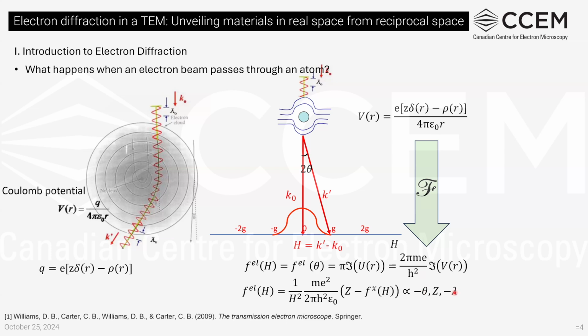And if the energy of the electron beam increases, fewer electrons could be diffracted. That is to say, more electrons tend to transmit through the atom, ending up in a direct beam without being diffracted.